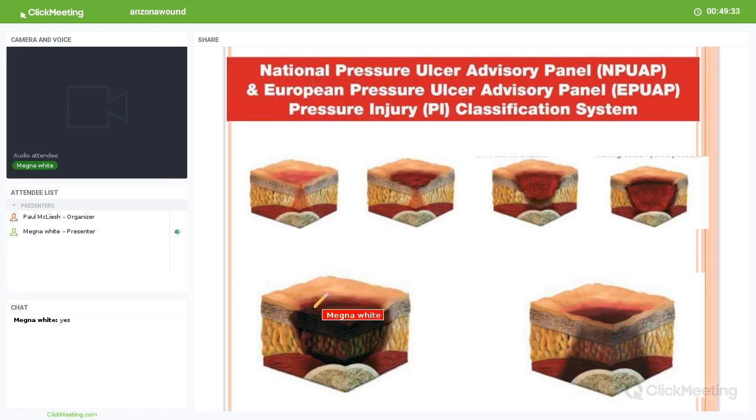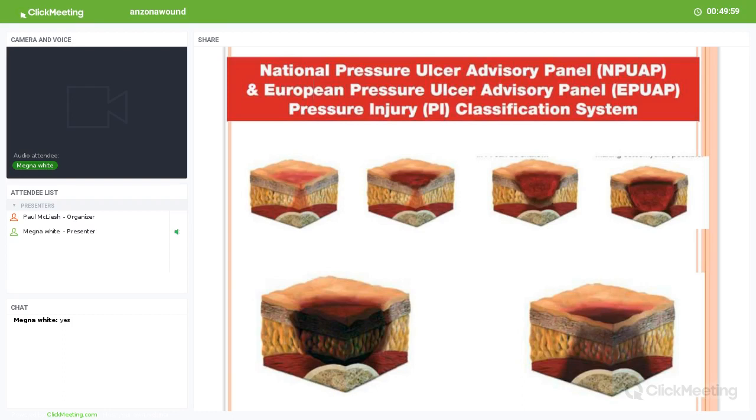You've also got your unstageable. So often these present as dark tissue. They're full thickness tissue loss in which the base is covered. So that way we don't know, when this darker or hard eschar lifts, how deep this injury will be.